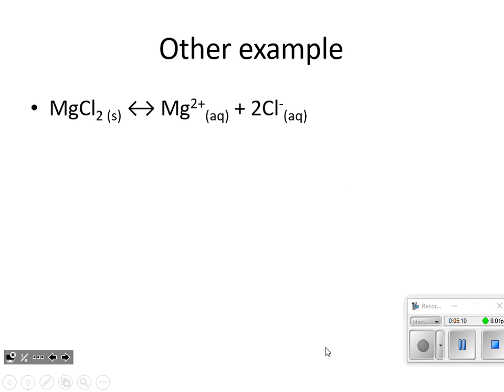Here's a second example. Magnesium chloride. Magnesium chloride is actually a lot more soluble than silver chloride is. Here's how I'd write that expression. Remember, just like when I introduced equilibrium to you way back at the beginning of this semester, you take the concentration of things and you raise them to their stoichiometric coefficient. That's why the Cl is squared in this particular case.